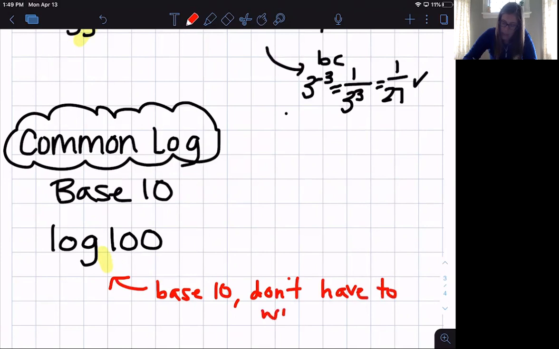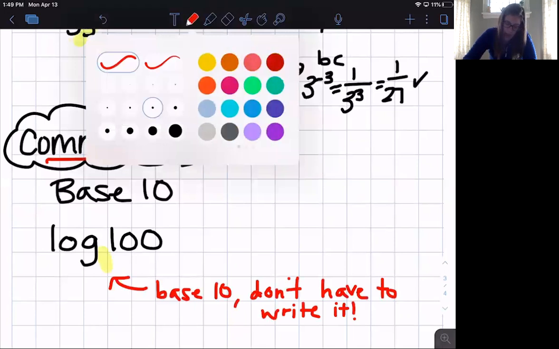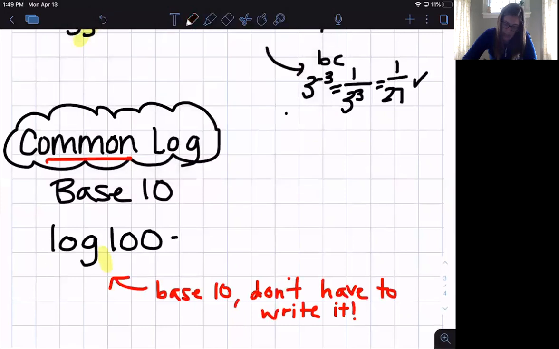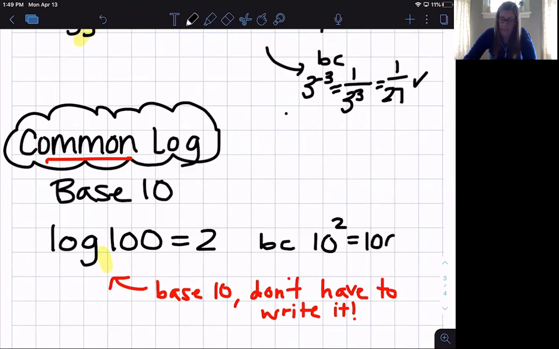So if you ever see one, and you might see it on your homework, where it looks like it's missing the base, it's not missing the base. It's the common log. So it will be base 10. And I'll finish this one out. And it is equal to 2. Okay, so we would say log 100 equals 2. And that's because 10 squared equals 100.